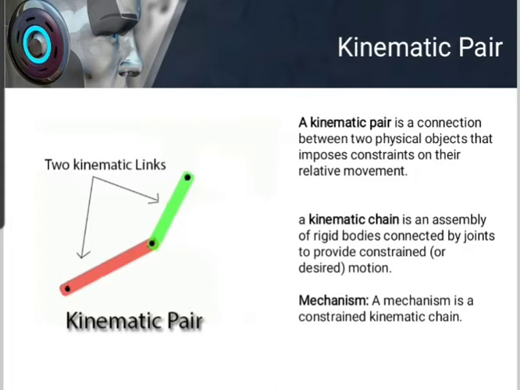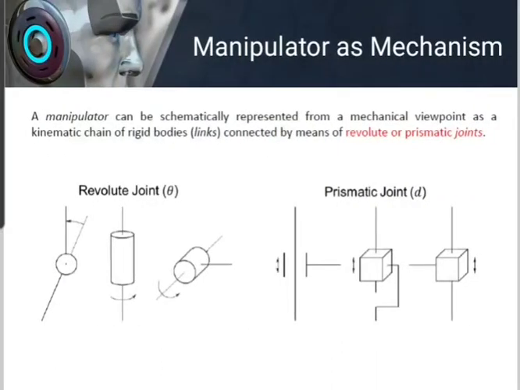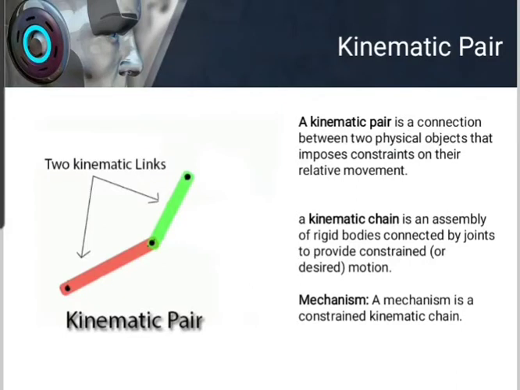So kinematic pair is defined as the two links or the elements of machine when in contact with each other are said to form a pair if the relative motion between them is completely or successfully constrained in a definite direction. Then the pair is known as a kinematic pair. So in classical mechanism, it is the connection between two physical objects which imposes a constraint on their relative movement.